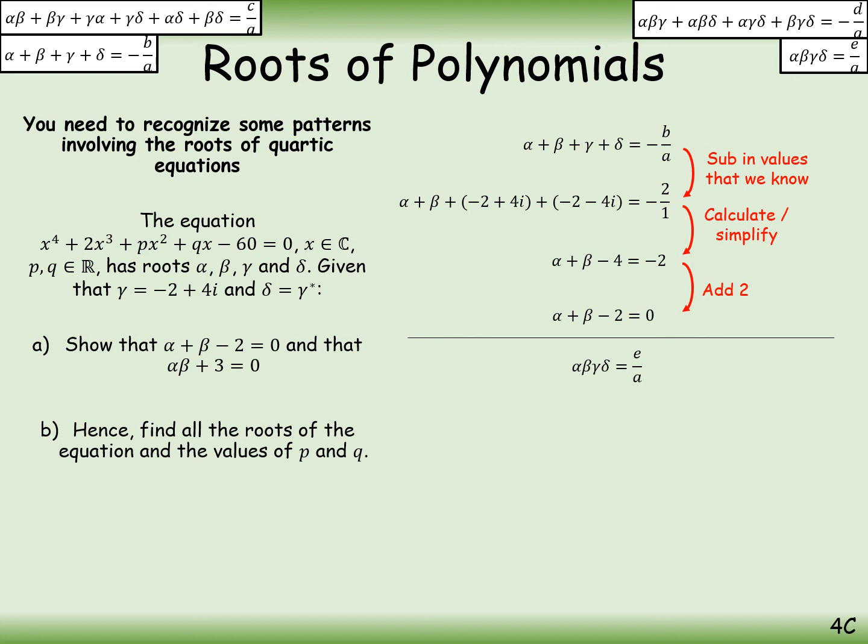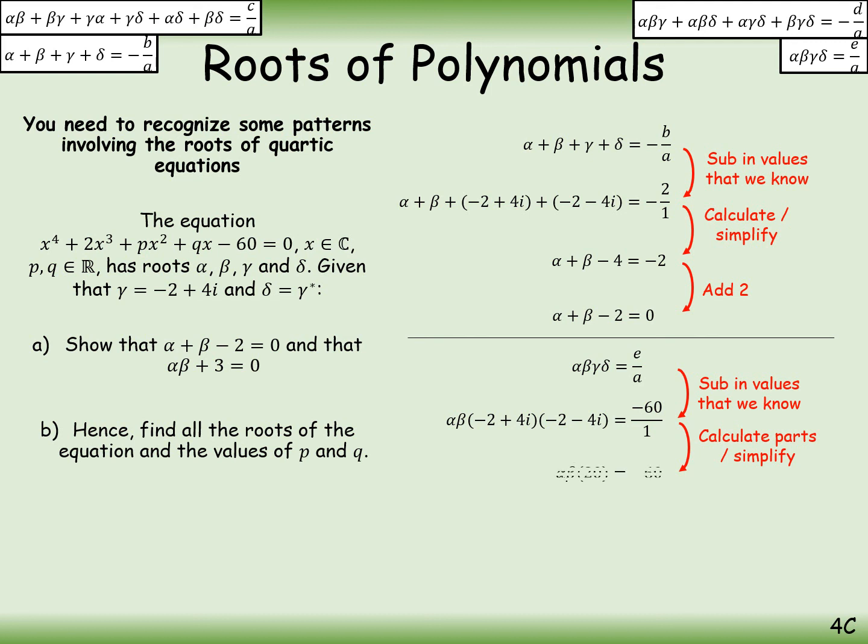Okay, so this is the quadruple, so alpha beta gamma delta is equal to e over a. If you substitute in the values, because we know what gamma and delta are, just plug in the values and then calculate and simplify. So you do the calculation and you can see if you divide by 20, you get alpha beta equal to minus 3. So if you take that over, we could show that alpha beta plus 3 is indeed equal to 0.